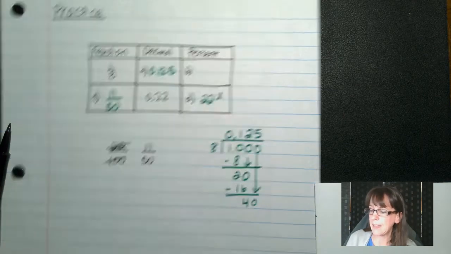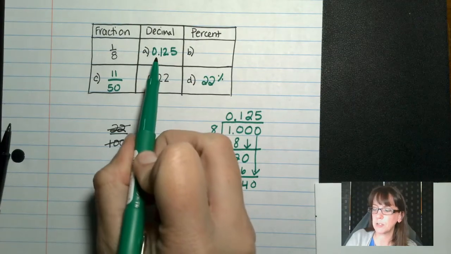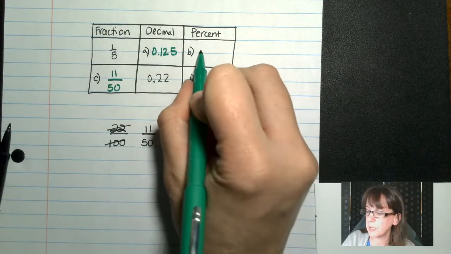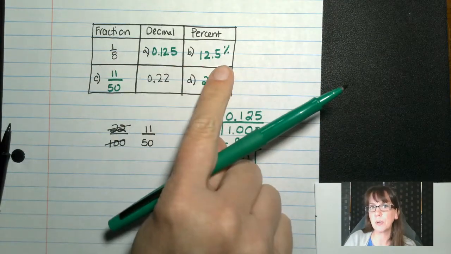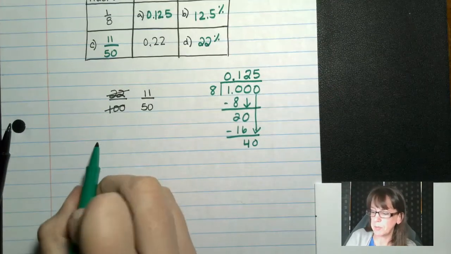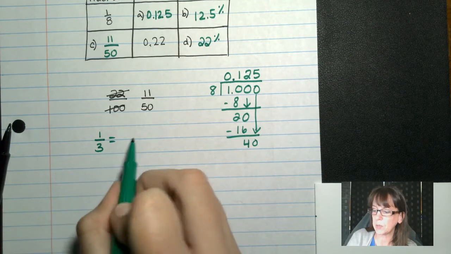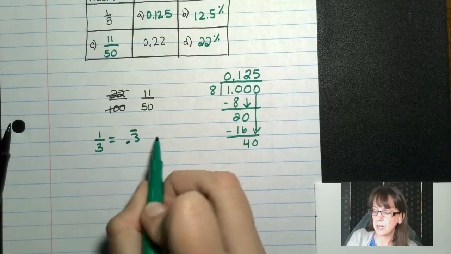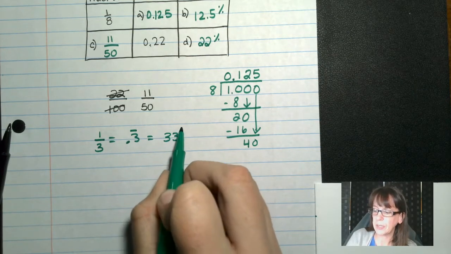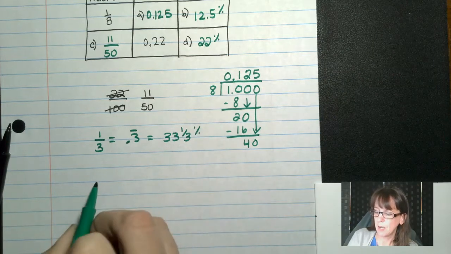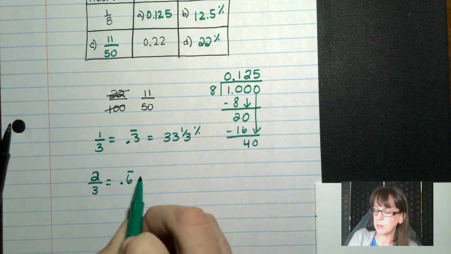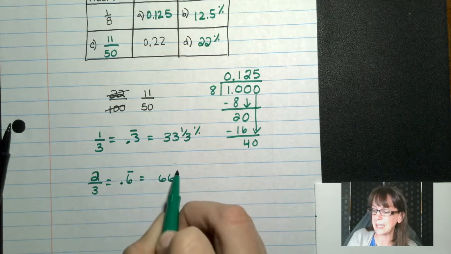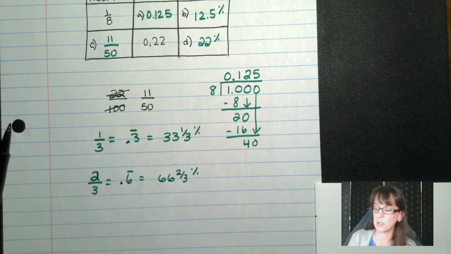Okay, so the decimal version of 1/8 is 0.125. And the percent of that, remember, 2 dots, 2 spots. We move the decimal over 2 spots to get 12.5%. So this is another good one to memorize. Also, you want to remember that 1/3 equals 0.3 with a line over it, or 33 1/3%. And then, 2/3 is going to be 0.6 with a line over it, or 66 2/3%. Those are other good ones to remember.